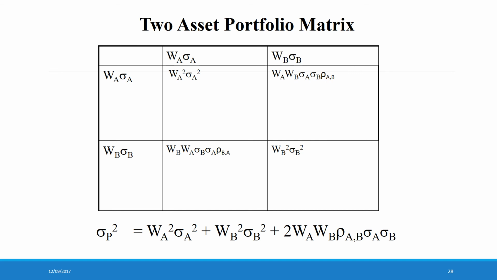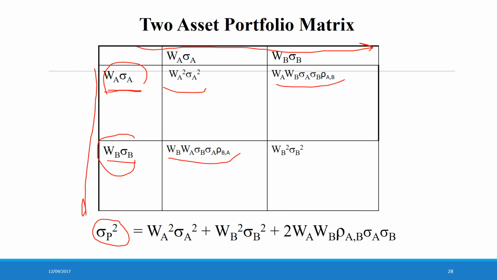So if we have a portfolio with two assets, we could describe the portfolio variance formula using this matrix over here. What we have here is the weighted standard deviation of individual assets. For a two-asset portfolio, we have 4 different components in the formula, and the variance of the portfolio return is just the sum of these 4 different components.